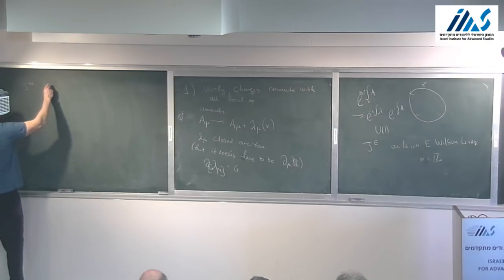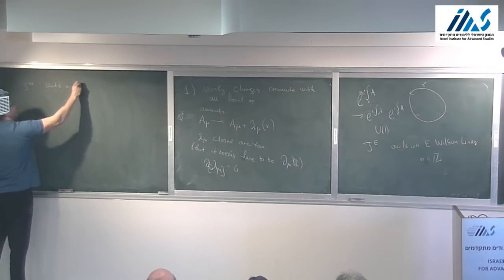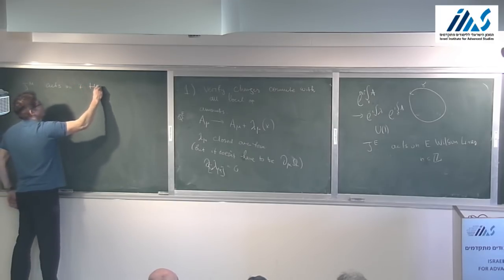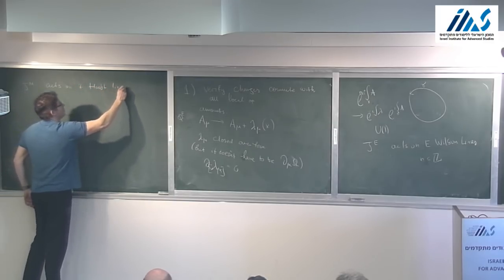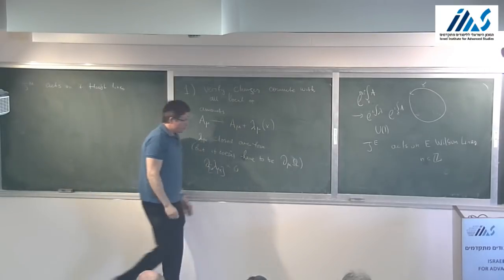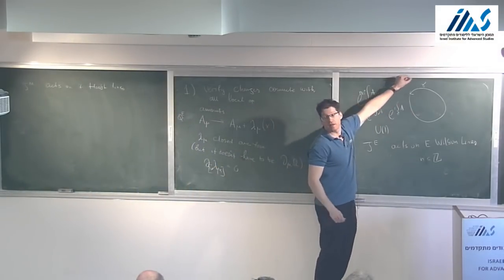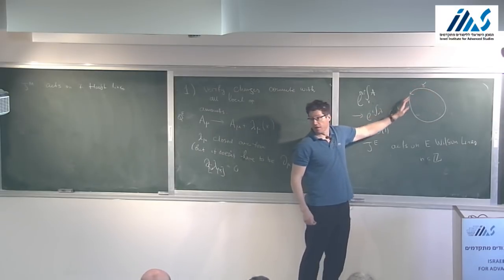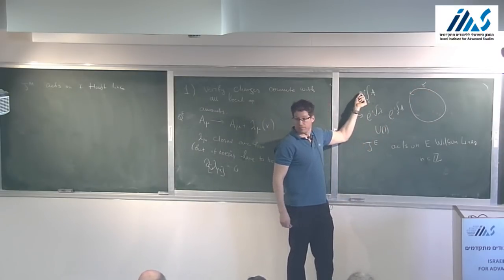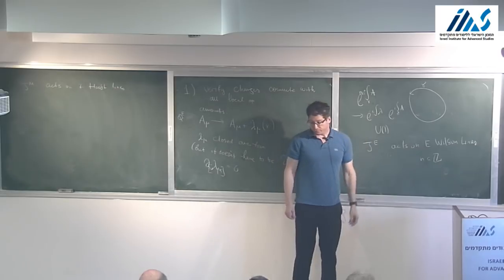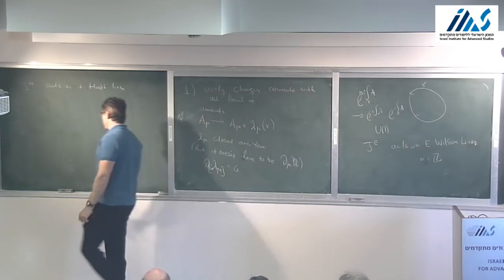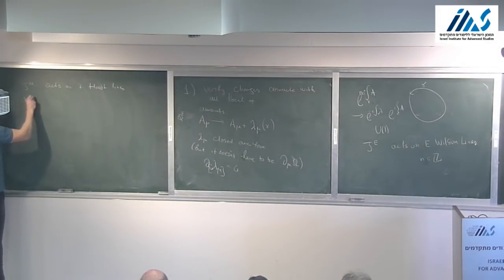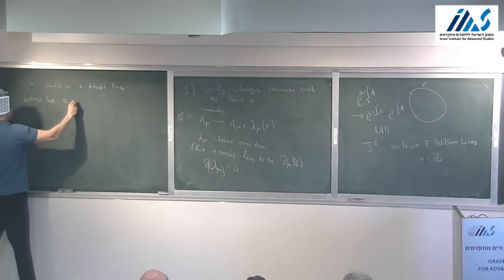So Jm acts on 't Hooft lines. What is a 't Hooft line? A 't Hooft line is a world line of a magnetically charged particle, a Dirac monopole. So this is the world line of an electric particle of charge n, but you could also discuss the world lines of magnetic monopoles.